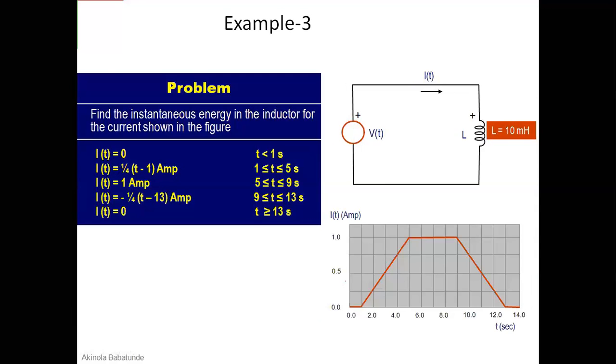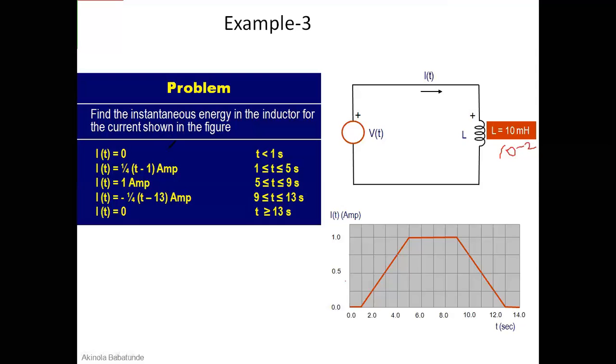Here is the example. We were asked to find the instantaneous energy in the inductor for the current shown in this figure. This time around, you will find out that we have the inductor as 10 millihenry. So milli is 1,000. So 10 over 1,000 will give us 1 over 100, and that gives us 10 raised to the power minus 2. Inductance here will be 10 raised to the power minus 2.